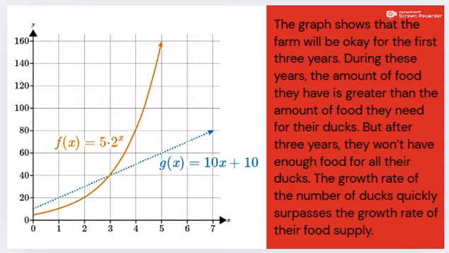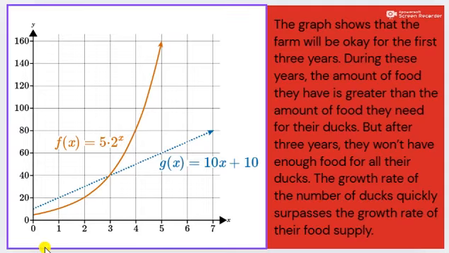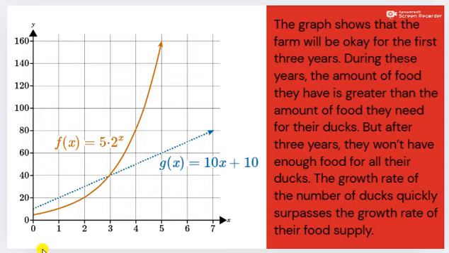The graph shows that the farm will be okay for the first 3 years. They're going to have more food than they need. During these years, the amount of food they have is greater than the amount of food they need for their ducks. But after 3 years, they won't have enough food for all their ducks. The growth rate of the number of ducks quickly surpasses the growth rate of their food supply.